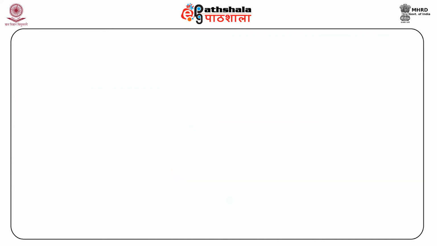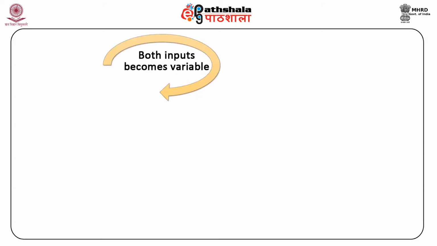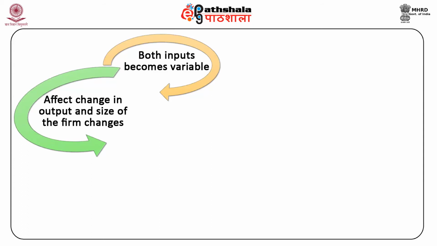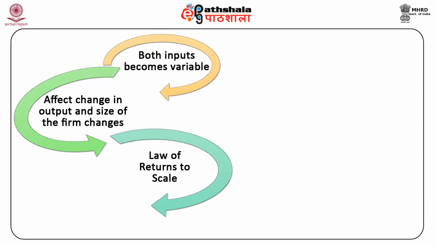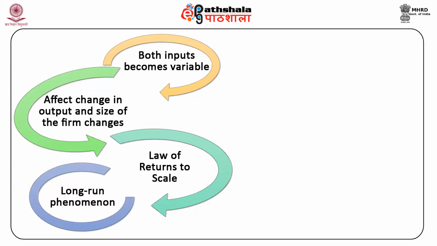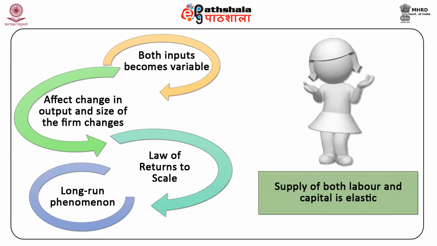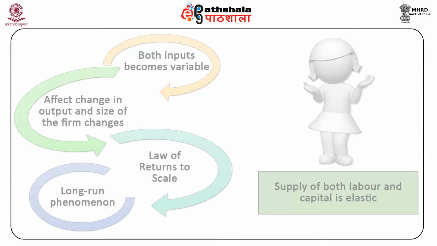Let us now move ahead and talk about the law of returns to scale. When both the inputs become variable and the change in both the inputs affects the change in the output, and correspondingly the size of the firm changes, then it is known as the law of returns to scale. It is a long-run phenomenon where the supply of both labor and capital is elastic.